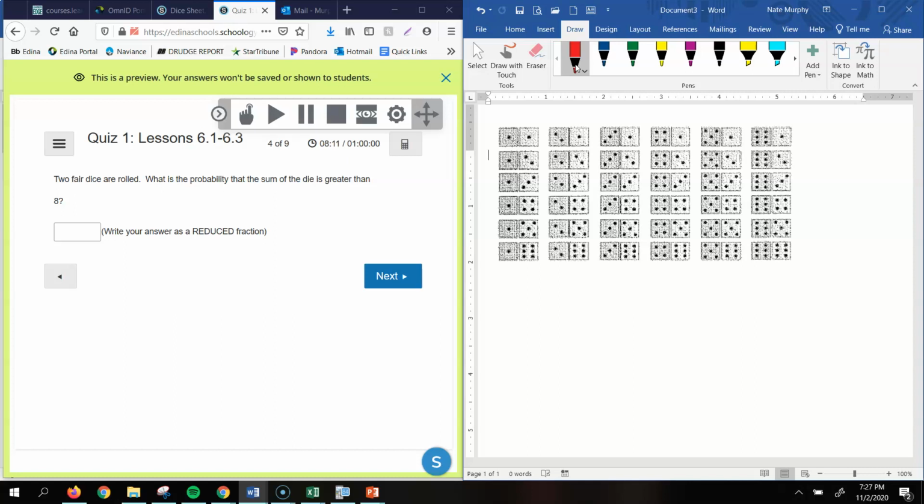Okay, so we don't want to include the 6 and 2, or the 5 and 3, or the 4 and 4, or the 5 and 3, or the 6 and 2. So everything below this line right now, these all have a sum greater than 8. So how many is that? That is 1, 2, 3, 4, 5, 6, 7, 8, 9, 10. 10 out of 36, which reduces because 2 goes into both of those, so that reduces to 5/18. So again, we're going to write that as just 5/18.